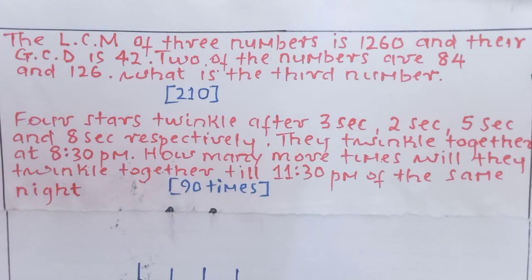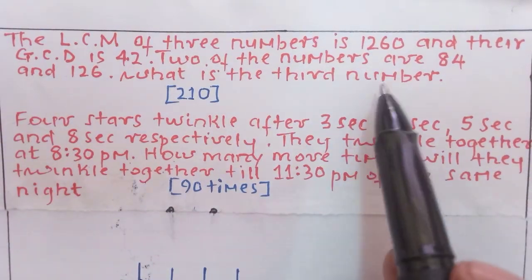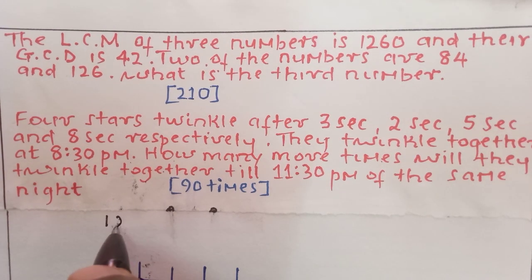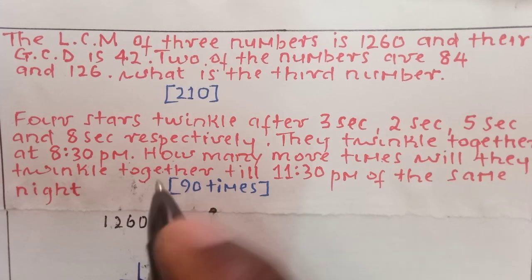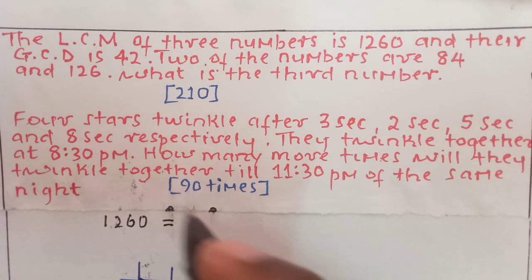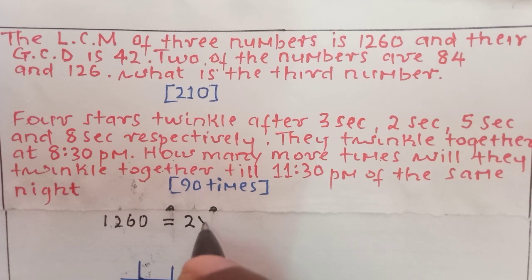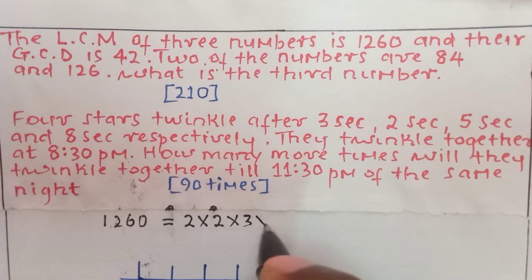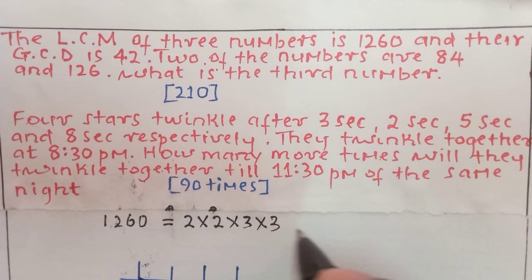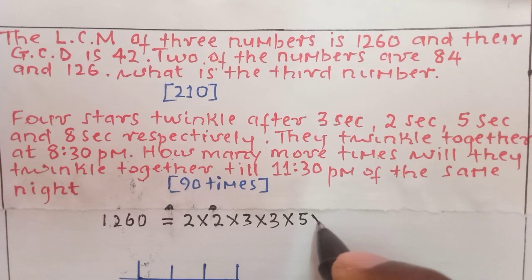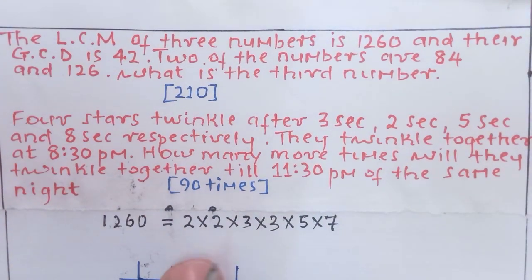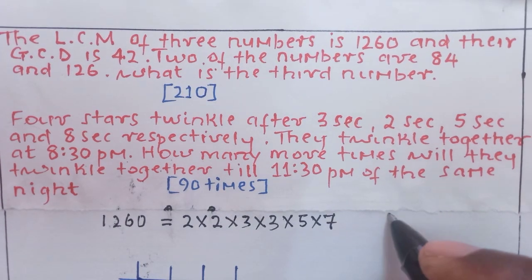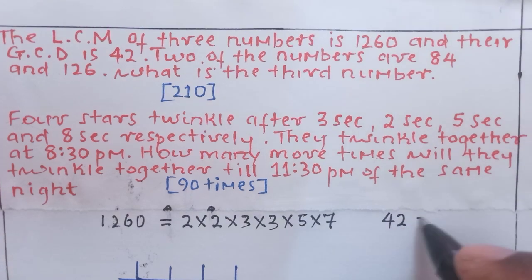For the factors of 1260, I can give you an assignment to go and do, but I have the answer right here. For 1260, the factors are this way. We have 2 squared. Let me write 2 times 2 instead of 2 squared. Then we have 3 times 3, and then we have 5 times 7. So if you multiply those, it gives us 1260. For the 42, which is the GCD, we have 2 times 3 times 7.